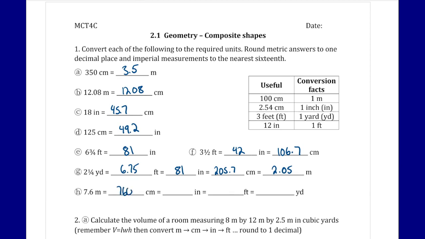7.6 is 760 meters, which is 299.2 inches, which is 24.9 feet, which is 8.3 yards. Right. So again, hopefully you're able to convert between the different units.